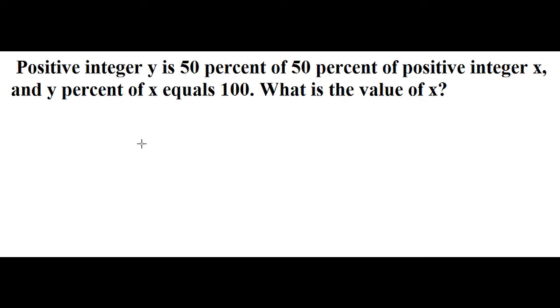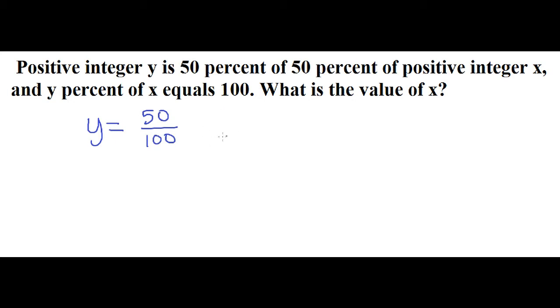The essential thing you really have to do in this problem is be able to convert the words into a math equation. So in this case, when it says positive integer y is 50%, you're going to translate that as y is 50%. All I did there is change the "is" to an equal sign, and then I made the percent over 100. Per is generally division, and cent is short for 100. That comes from the root word.